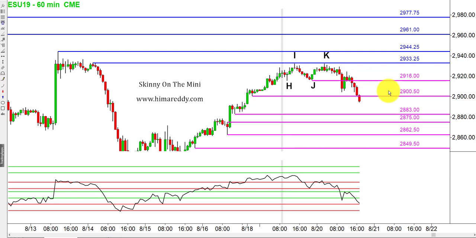In the meantime, remember to take a look at August 22nd and August 28th. Those are important timing points coming up for this market. What exactly might happen on those dates is to be determined.